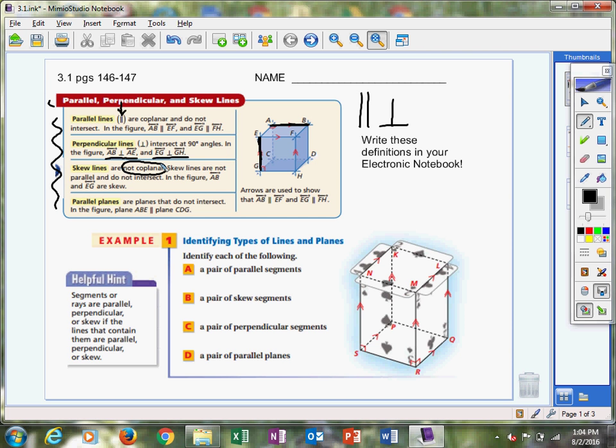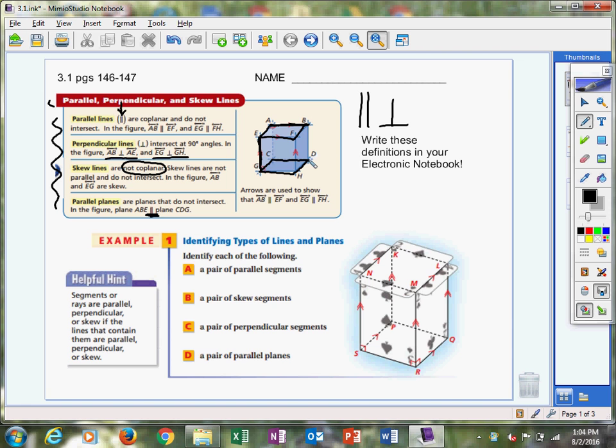Parallel planes, you're still going to use that parallel symbolism, but you're just going to talk about the plane. You can either use a single letter that's found in the plane itself, usually a script letter, or use 3 letters from that plane. So plane ABE, here's this plane right here, is going to be parallel to CDG, okay?